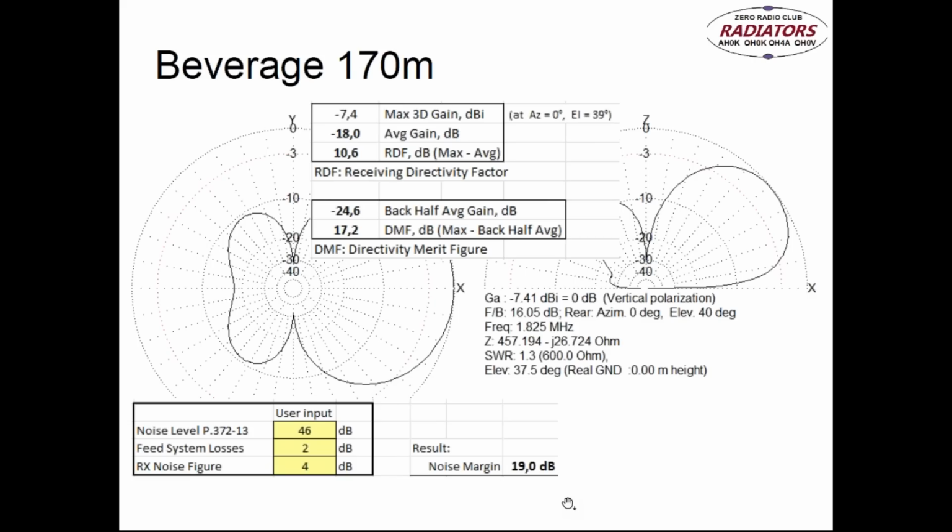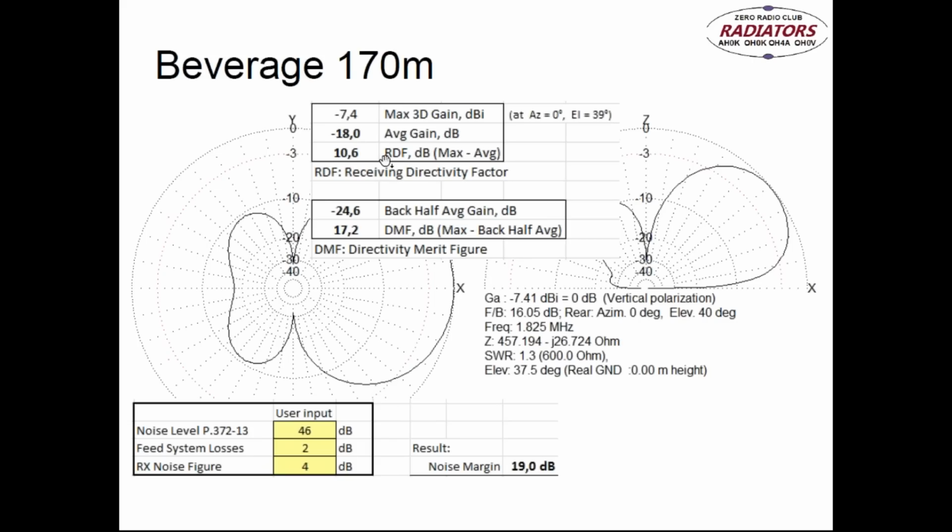But now remember, this is 170 meters long antenna. That's like 180 yards, 185 yards. And the RDF is 10.6. This is better than the triangle antenna, but this is not that much better. So if you would be in a residential area and you would try to build this kind of beverage there, I think you would be in trouble with neighbors and maybe also the county officials.